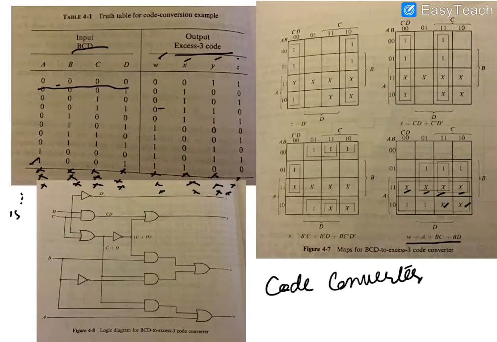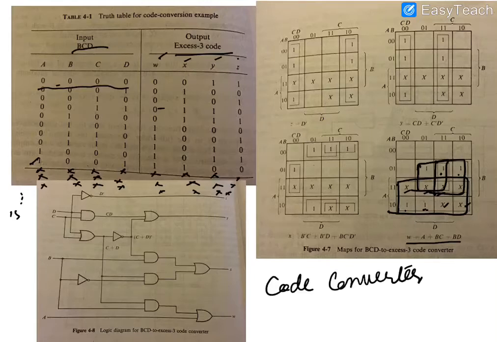Afterwards you will write ones for 0 1 0 1 and 0 1 1 0 and 0 1 1 1 and 1 0 0 0 and 1 0 0 1. So you will have one group of these 8 ones, another group of these 4 ones, and these 2 ones and 2 x. So the expression for this W will be equal to A plus BC plus BD.